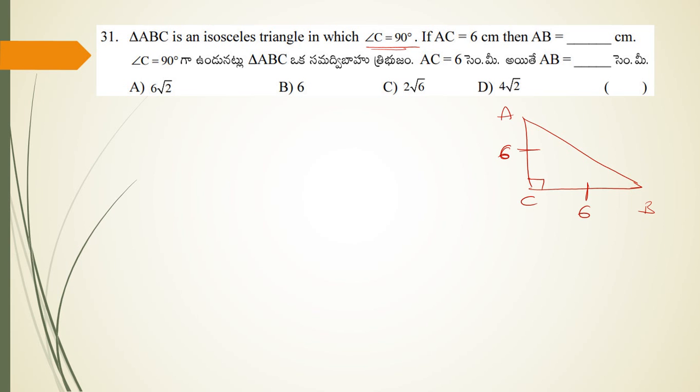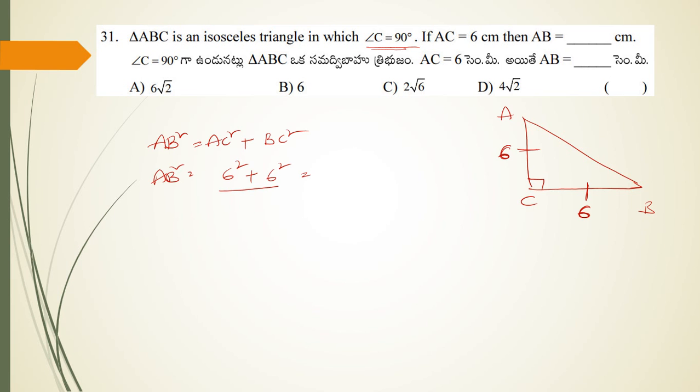Then automatically BC is also 6 centimeters. Then what about AB? If you want AB, you can directly apply Pythagoras theorem. What does Pythagoras theorem state? AB square is equal to AC square plus BC square, right? So from this, AB square is equal to 6 square plus 6 square.